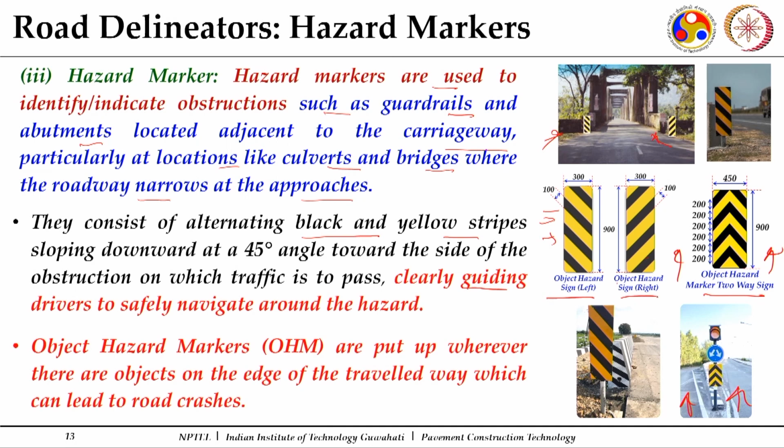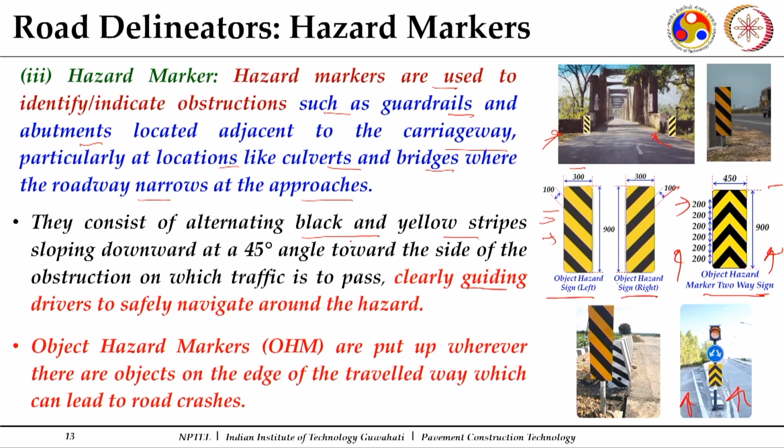Now, even in the design part you can see the typical widths: 300 mm, 300 mm. What is the width of this strip? It is 100 mm. In case of two-way signs, this width is 200 mm, and a typical height is around 90 centimeters. So, these are some typical features of a hazard marker.